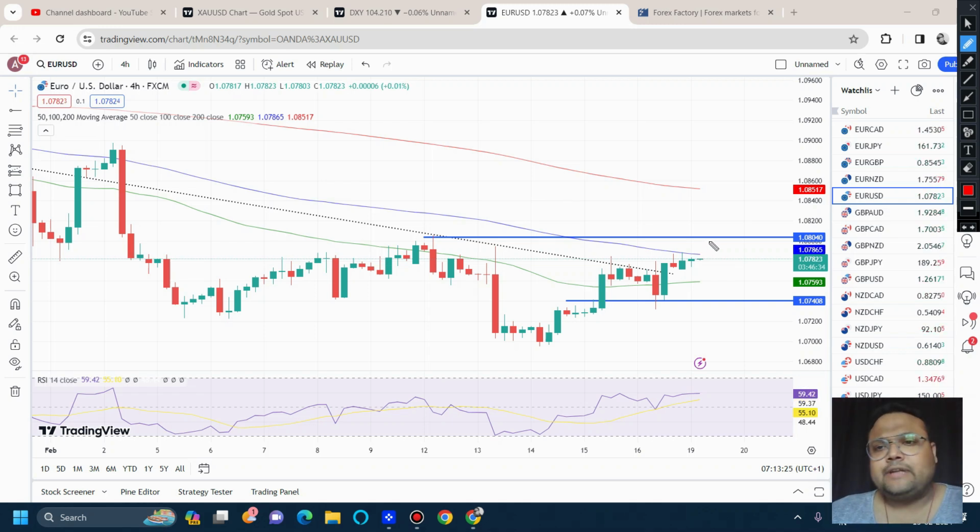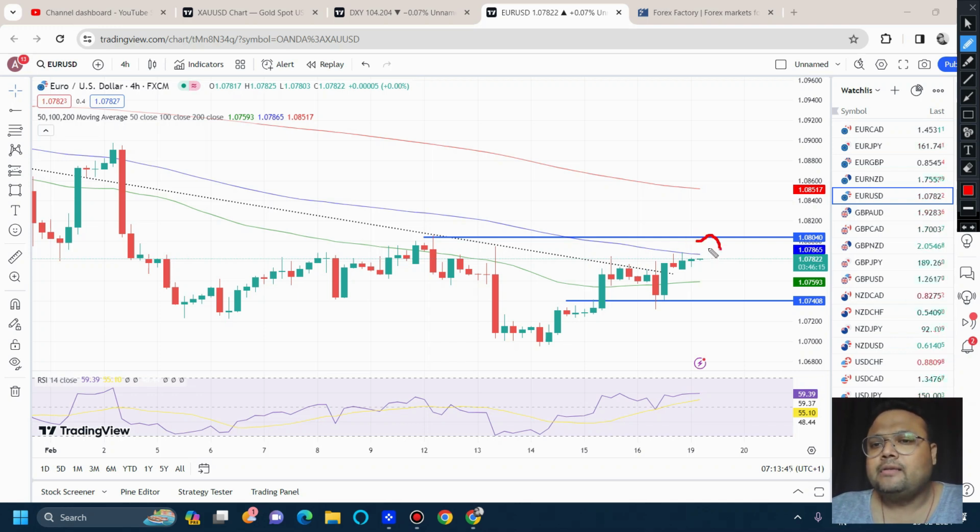If the same type of volume remains, the chances of the market breaking the level are very low, because for any breakout or breakdown, volume plays an important role. And right now we can see that we do not have much volume in the market. So without volume, a breakout is next to impossible.